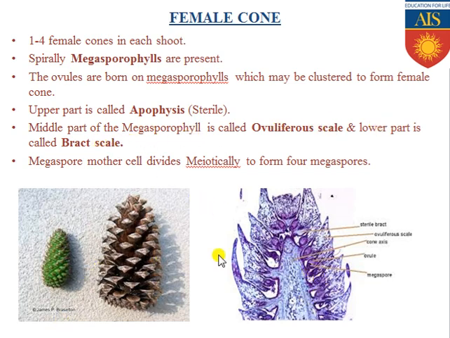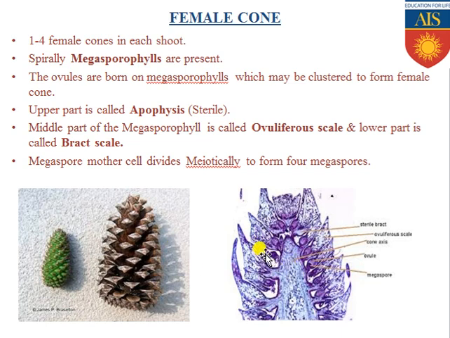So if you see any single megasporophyll, you will see that the apical portion is known as apophysis, the middle portion is known as ovuliferous scale, and the basal portion is known as bract scale. Here the megaspore mother cell is present. In the male cone, the microspore mother cell was there.